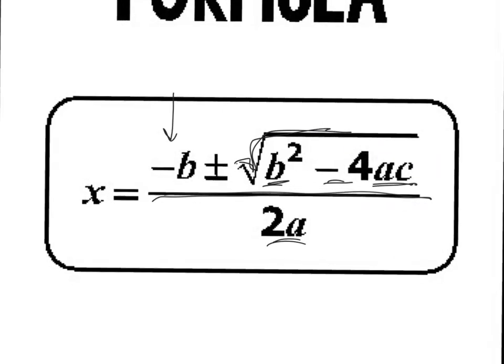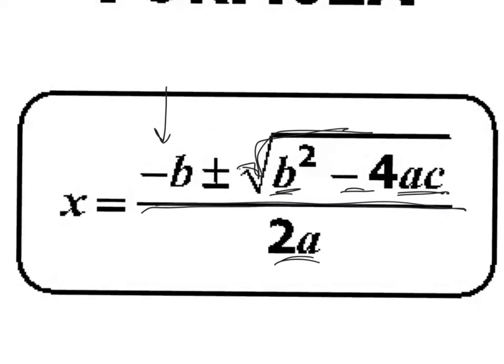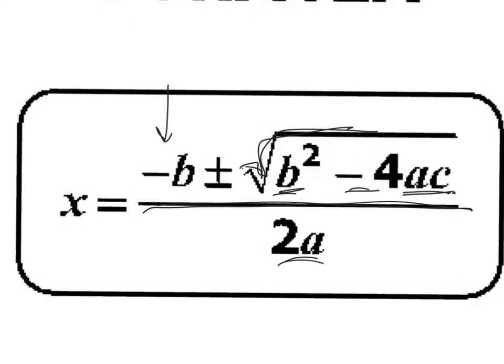So get ready. I'll sing it again one more time for you because I know you just want to hear my voice so bad. Negative b, plus or minus square root, b squared minus 4ac, over 2a. Kind of got a low there.